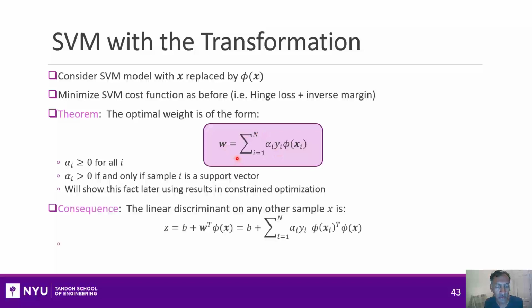So when you do this, if you look at this w, and I substitute the w into the linear discriminant from the SVM, so the linear discriminant is b plus w transpose phi of x, I add a new sample and substitute it in, I get this expression here. But if you look very carefully at that last term, we have this inner product of the transformation of the training sample with the transformation of the test sample. And this is what we're going to call the kernel for the SVM.